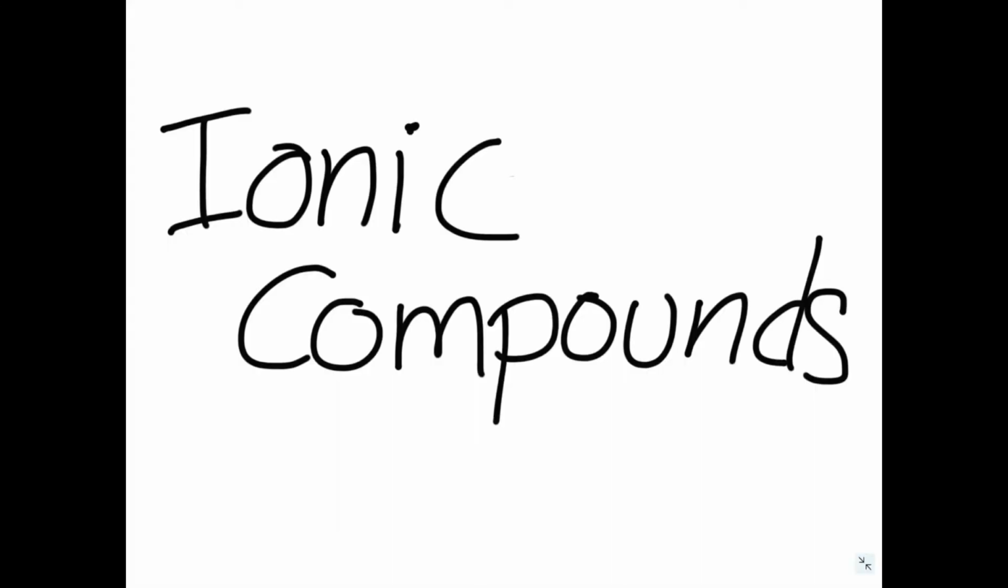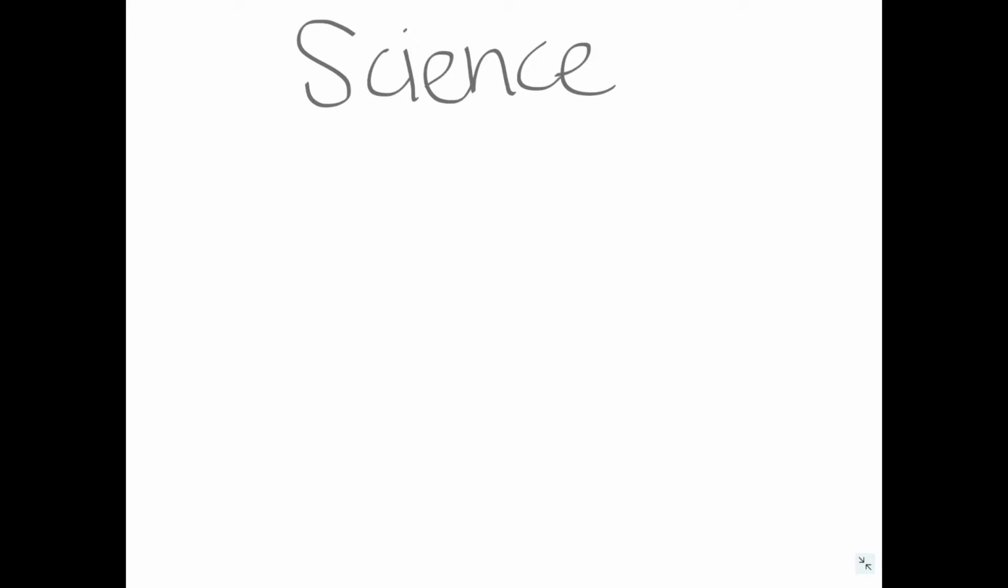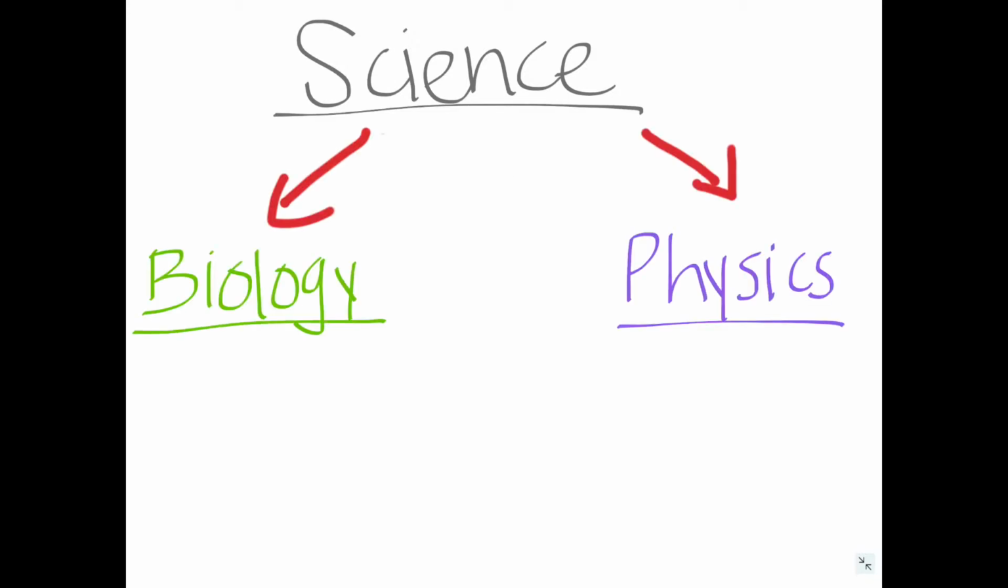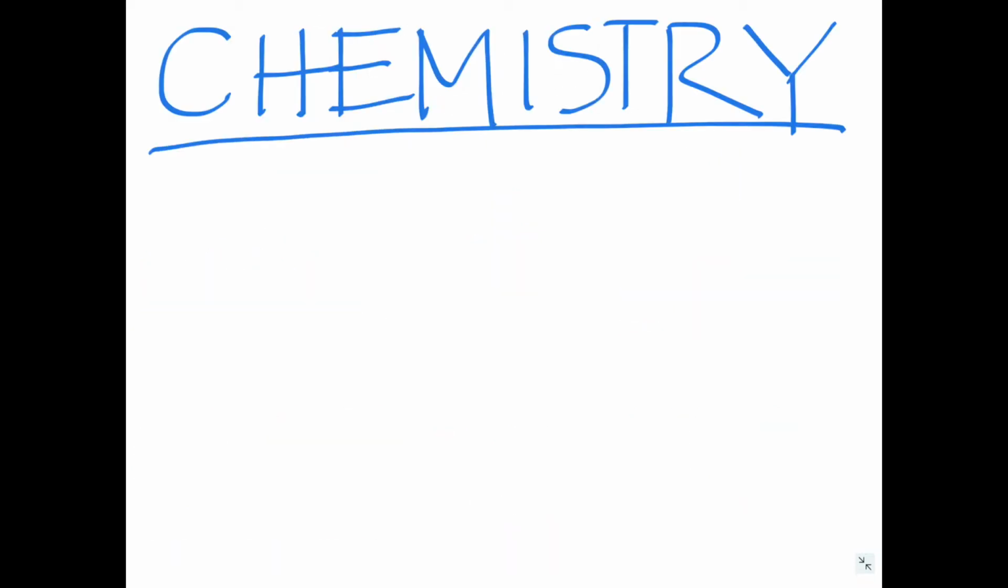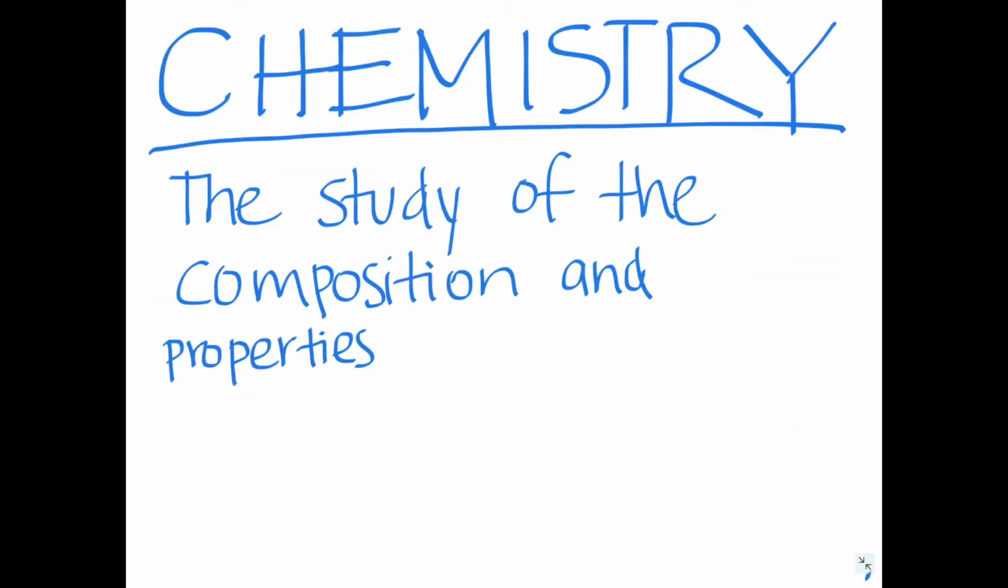Hi, it's Barbara and Sofia, and today we're gonna learn about ionic compounds. But first, let's talk about science. Science is divided in three branches: biology, physics, and chemistry. Chemistry is the study of the composition and properties of matter.